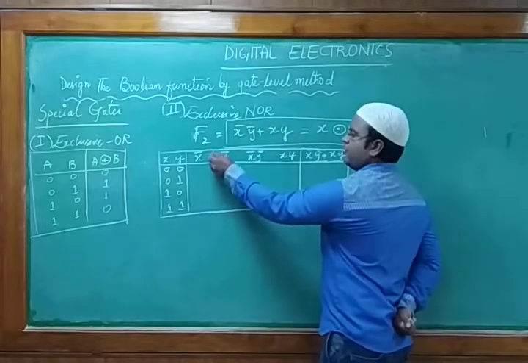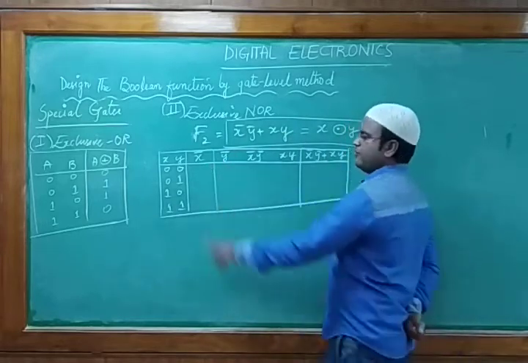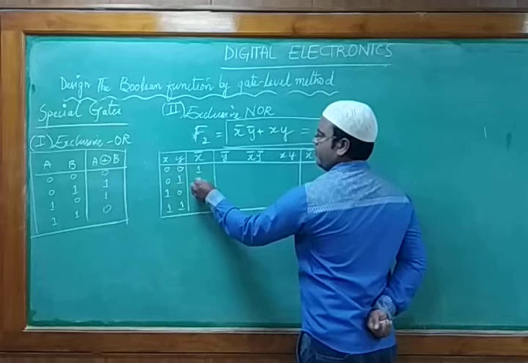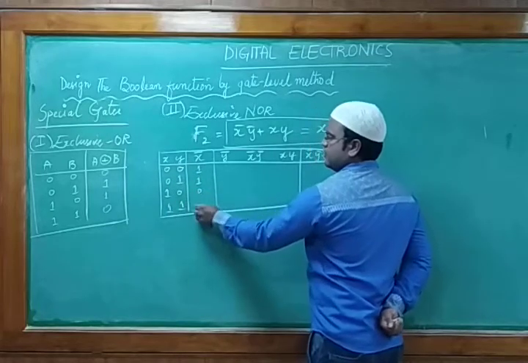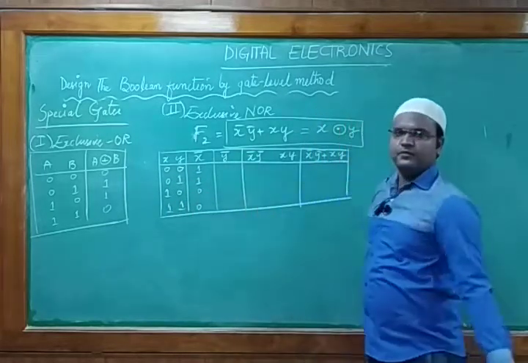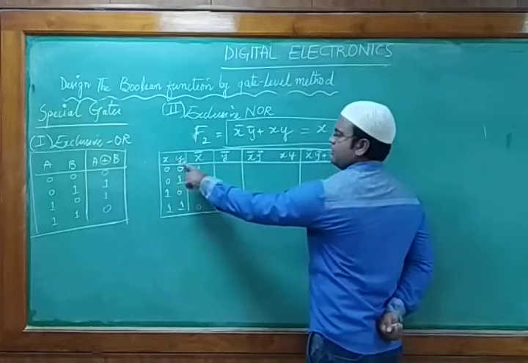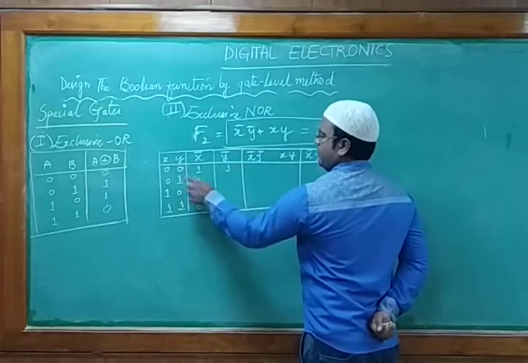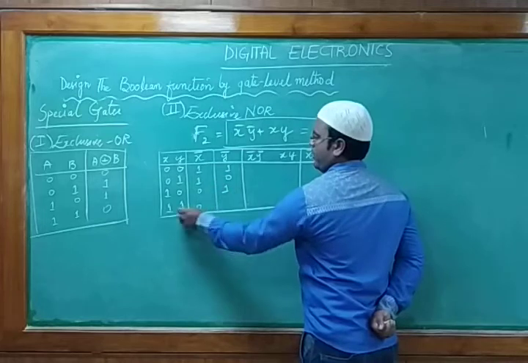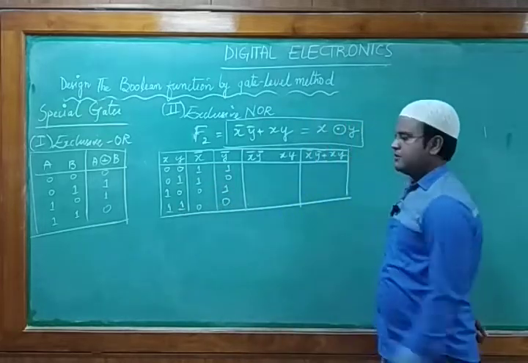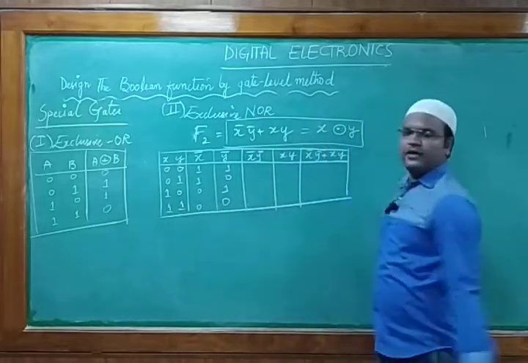Next thing, we need to write the complement of x. So what is x bar? If it is 0, 0, it would become 1, 1. If it is 1, 1, it will become 0 and 0. Similarly, go with y bar. In y bar, 0 is there, that means 1. 1 means 0. 0 means 1. 1 means it's 0.